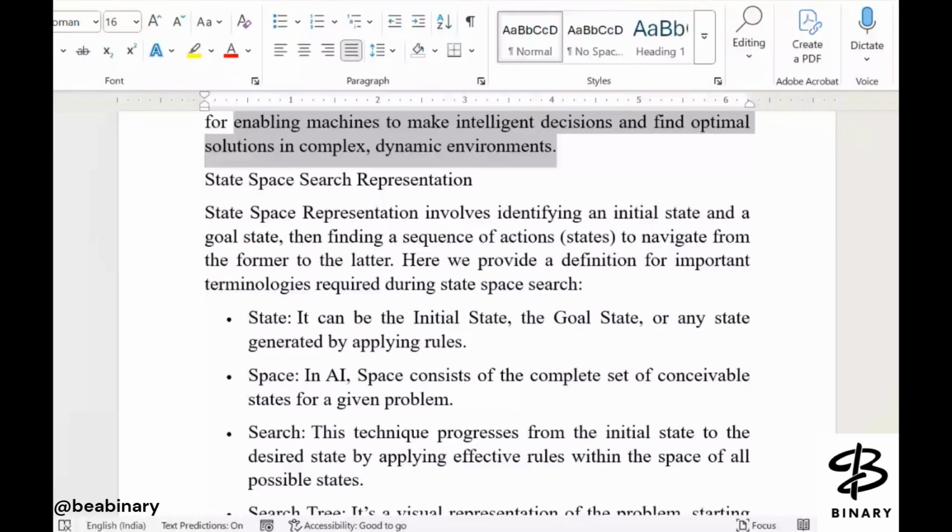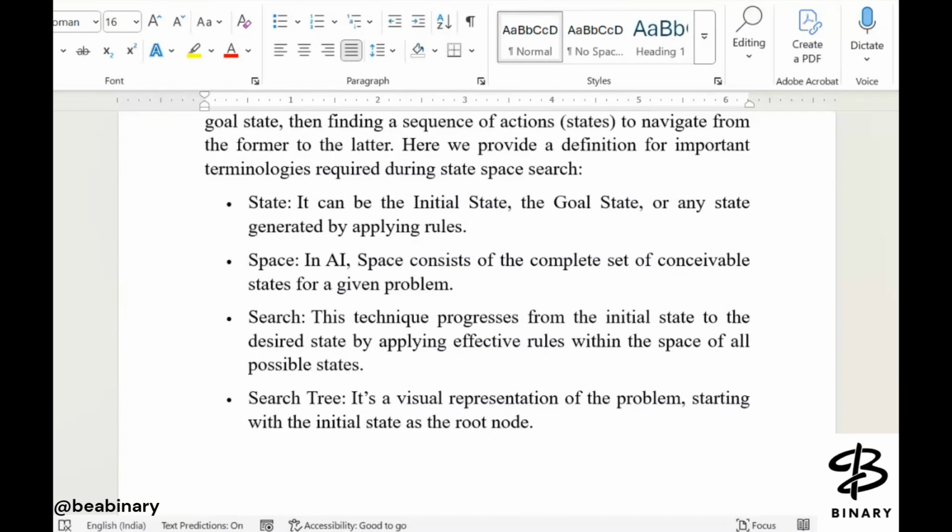And here we provide a definition for important terminologies required during the state space search. What is a state? It can be the initial state, which will be the problem state, and the goal state, up to which we have to go, and any state generated by applying the rules, meaning whatever state comes in between after performing a particular action or move. And what is a space? In AI, the space consists of a complete set of conceivable states for a given problem, that is, which states this state can go to after a particular move.